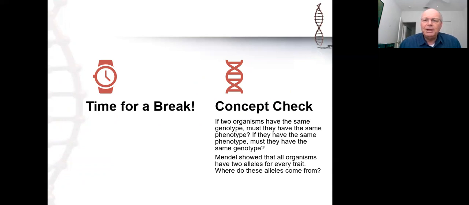If 2 organisms have the same genotype, must they have the same phenotype? If they have the same phenotype, must they have the same genotype? Interesting question. Mendel showed that all organisms have 2 alleles for every trait. Where do these alleles come from? I'll see you on the other side of the break with the answers.